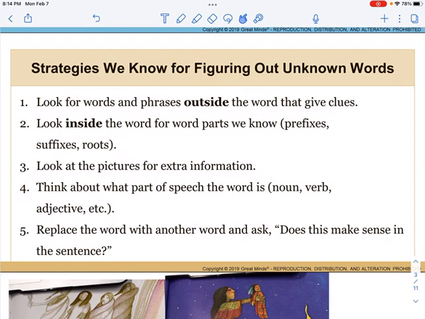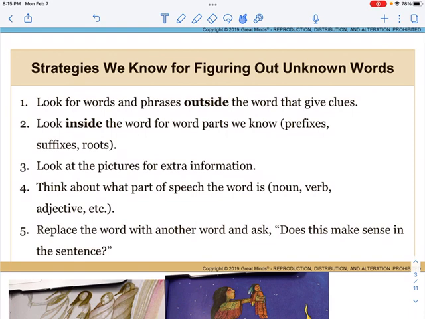Number 3, look at the pictures for extra information. Number 4, think about what part of speech the word is. Is it a noun, a verb, or an adjective? Number 5, replace the word with another word and ask, does this make sense in the sentence?